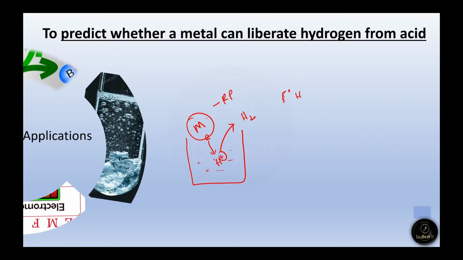E naught for H+ to H2 is 0. So all the metals which are below the standard hydrogen electrode can displace the hydrogen from acid. So this completes the applications of electrochemical series.